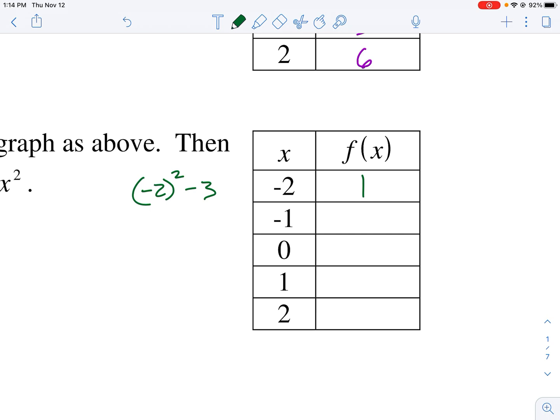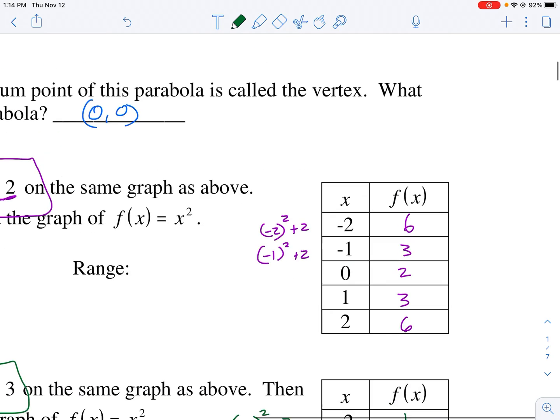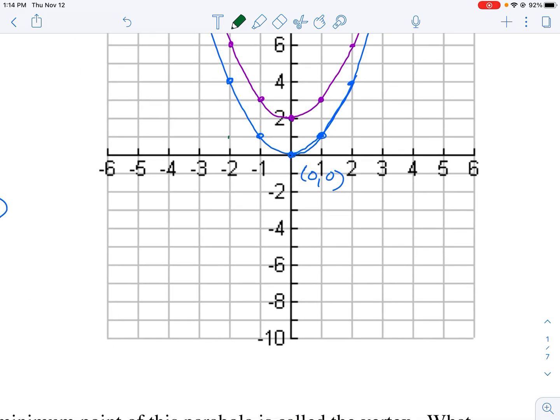1 squared is 1, minus 3 gives you negative 2. 0 squared minus 3 is negative 3. And then it'll be negative 2 and then 1. So I'm going to plot these points here. Negative 2, 1. Negative 1, negative 2. 0, negative 3. 1, negative 2, and then 2, 1.